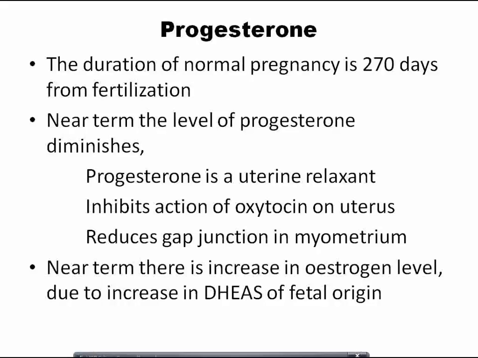There is an increase in estrogen level due to an increase in dehydroepiandrosterone sulfate. One thing that we mentioned in the fetoplacental unit was that most of the estriol is coming from the fetus. So the fetus, placenta and the mother are working in coordination. Because of the DHEAS which is produced in the fetus as well as the mother, the estriol level shows the well-being of the fetus. That is something that we mentioned in the last topic.